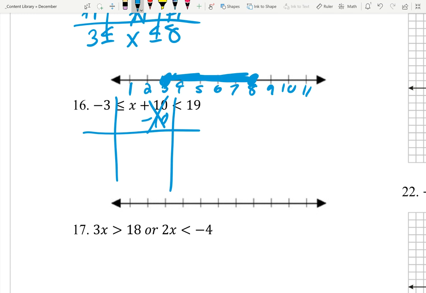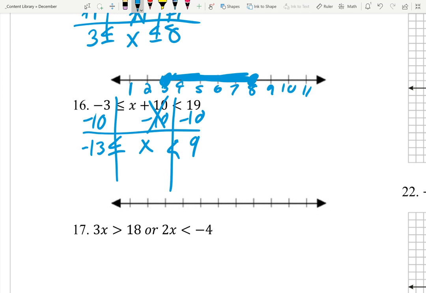But again, it can't just be done in the middle, it has to be done to all 3 sides. So we're going to subtract 10 on the right side and the left side too. So this ends up being a negative 13. X will be by itself in the middle, and then 9 on the right. Again, no division, no dividing negatives, so the signs are going to stay exactly the way they were.